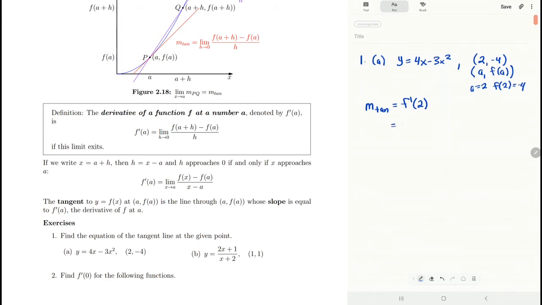So the derivative at 2 is given as the limit as h goes to 0 of f of 2 plus h minus f of 2, all divided by h. In order to calculate this limit, we need to determine f of 2 plus h and f of 2. So let's calculate these values first. f of 2 plus h is 4 times (2 plus h) minus 3 times (2 plus h) squared.